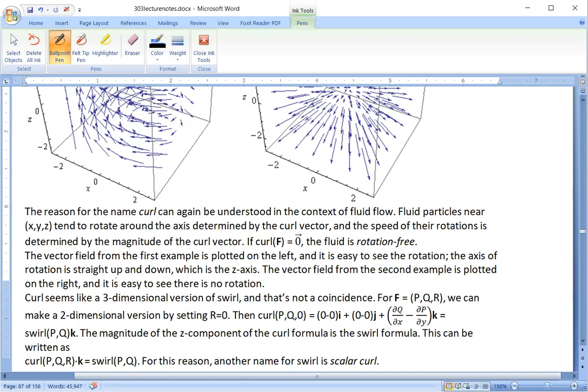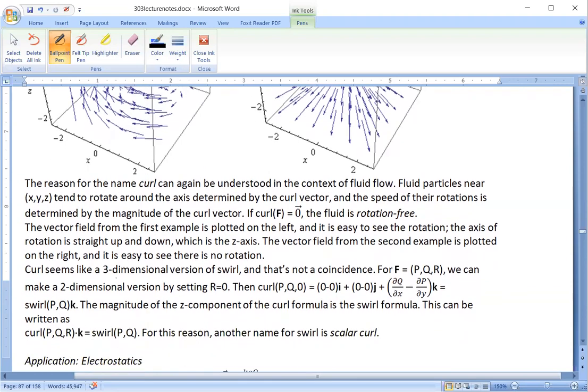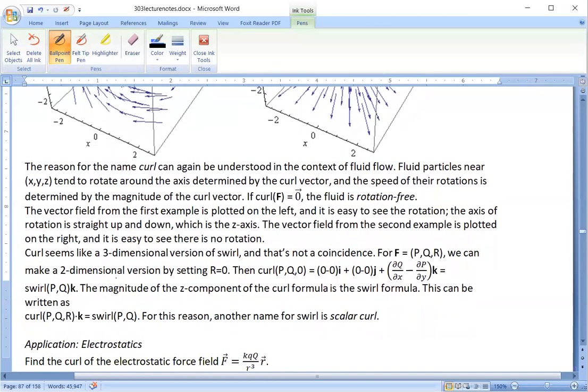Okay, so let's do a calculation from an application. So electrostatics. That's just a fancy name for charge that is not moving. So we know the formula for the electrostatic force field is this. Vector field F is just kQq over r cubed times position vector r. So what's the curl?